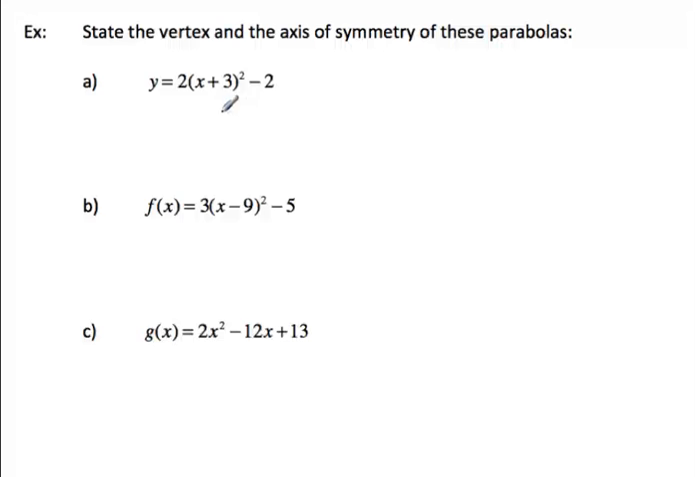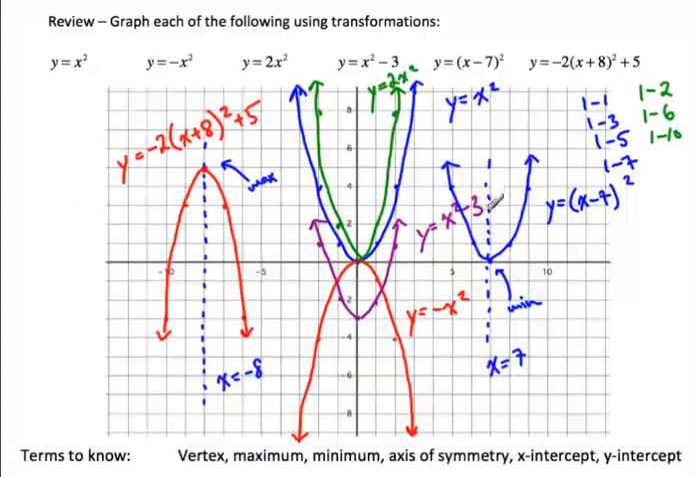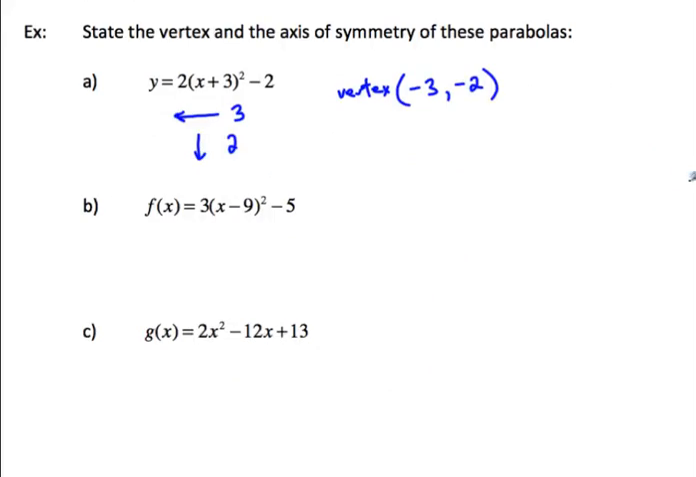So remembering that horizontal translations are counterintuitive, the parabola has actually been moved from its original starting point 3 left, and it's been moved 2 down. That means that its vertex, which used to be at 0, 0, is now going to be at negative 3 because we've moved 3 to the left, and negative 2 because we've moved 2 down. And the axis of symmetry, which, as we saw previously, goes vertically through the function and through the vertex, will have the same x value as the vertex, and is just the line x is equal to negative 3. So that's the axis of symmetry.